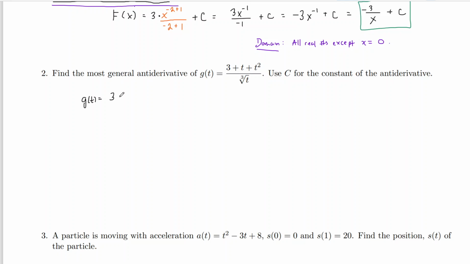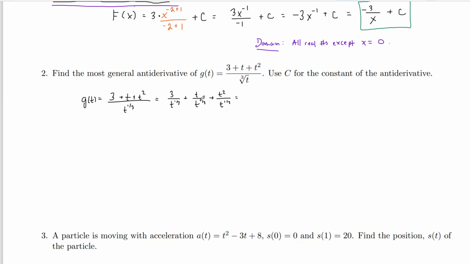So what I'm going to start by doing is just rewriting it. 3 plus t squared over the cube root of t, just based on everything we know about derivatives, is we always rewrote it as powers. With antiderivatives, it's the same thing. So I'm going to rewrite that as t to the 1/3. Now what you can do is bring this to each part. So we got 3 over t to the 1/3 plus t over t to the 1/3 plus t squared over t to the 1/3.